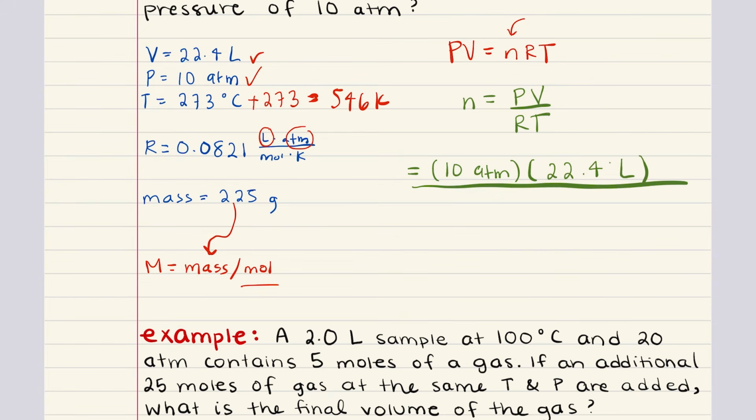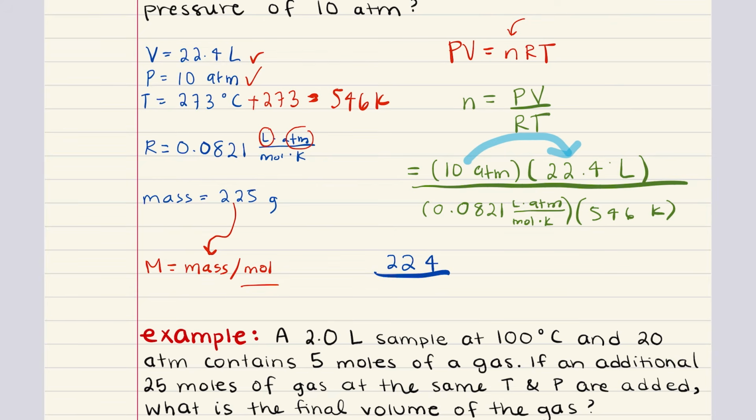Our gas constant is 0.0821 liters times atmosphere over moles times Kelvin. And then our temperature is 546 Kelvin. Beautiful. Now this numerator is easy to calculate. We're just multiplying 10 by 22.4, which gives us 224 in our numerator.